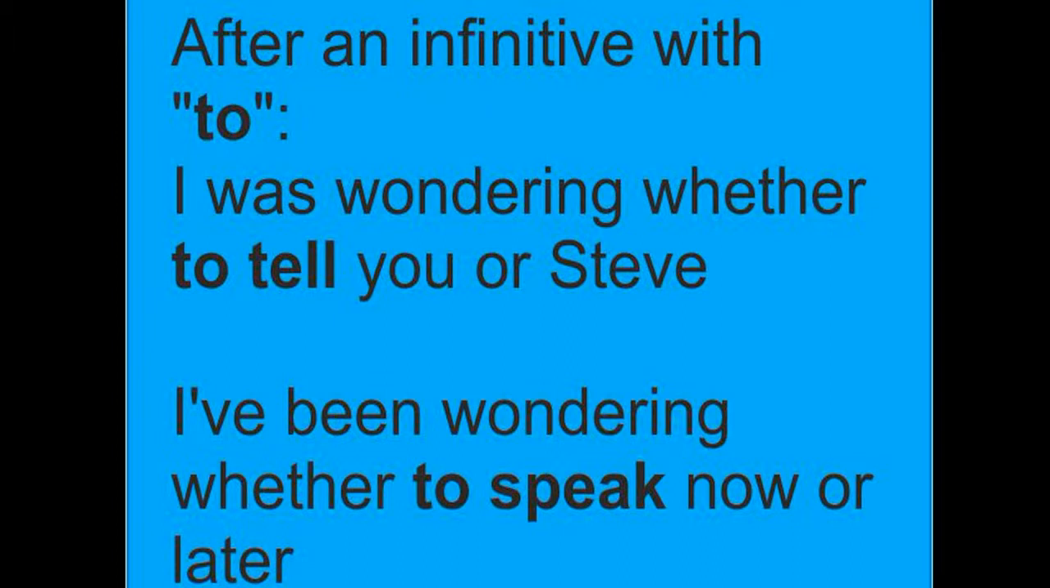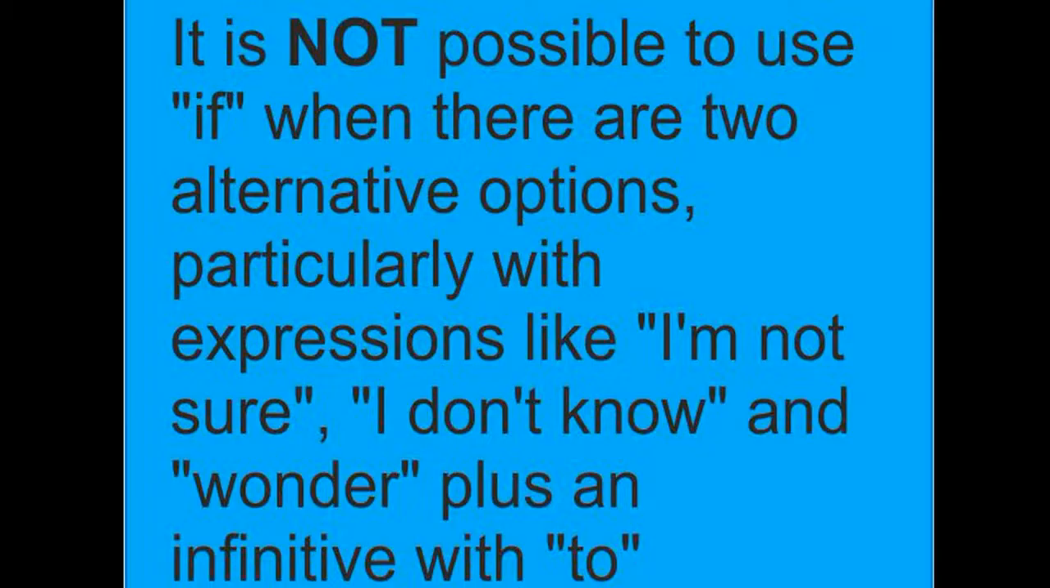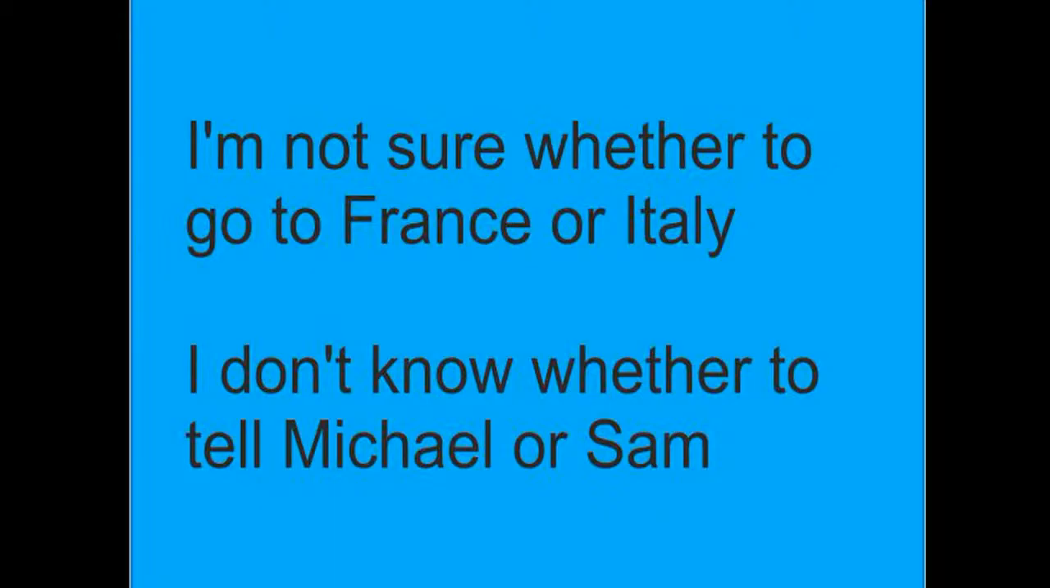Okay, let's make a brief conclusion. It is not possible to use if when there are two alternative options, particularly with the expressions like I'm not sure, I don't know, and I wonder plus an infinitive with to. For example, I'm not sure whether to go to France or Italy. It is not possible to say I'm not sure if.